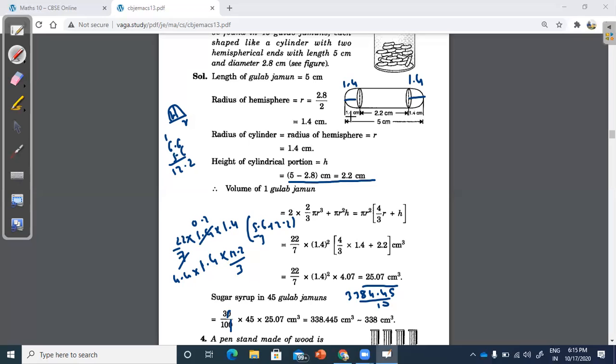So the process is very clear, I suppose. First, we are calculating the volume of one gulab jamun, multiplying by 45 and taking 30% of that. You will be able to get the answer as 338.445, which is approximately 338 centimeter cube.